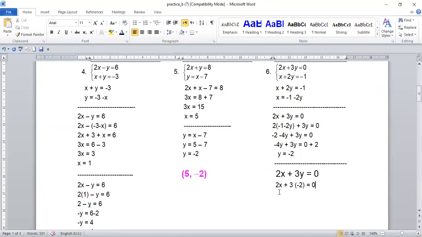Okay, now the next one is 2x minus 6, because plus 3 multiplied by negative 2 will give you minus 6, equals 0. So 2x minus 0 means 2x equals 0 plus 6, which is 6. Minus 6 will become plus 6. So x is equal to 3, because 6 divided by 2 will give you 3.